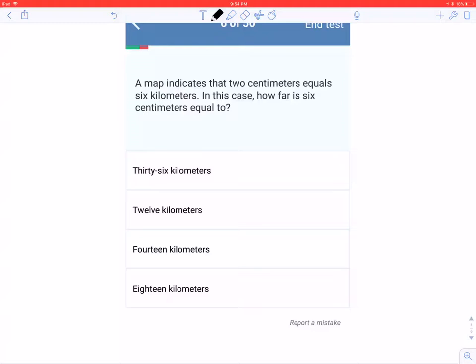So a map indicates that 2 centimeters equals 6 kilometers, right? So we're doing a comparison between centimeters and kilometers. In this case, how far is 6 centimeters? So we're given 6 centimeters. We want to compare that to X number of kilometers. Okay? See how we set that up? We did centimeters per kilometer compared to another set of centimeters per kilometer. Now there's only one thing we don't know. How far is 6 centimeters?